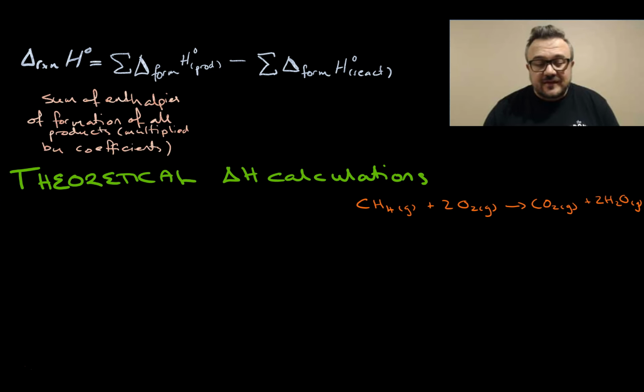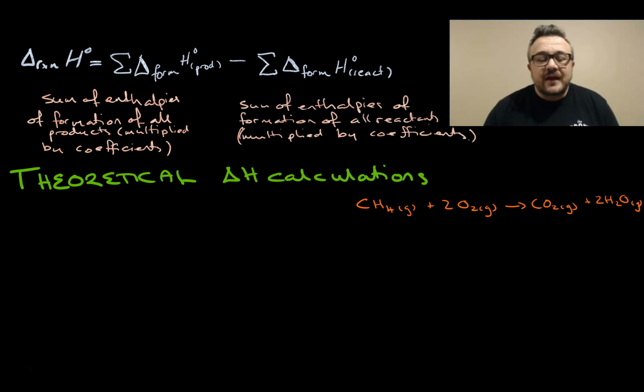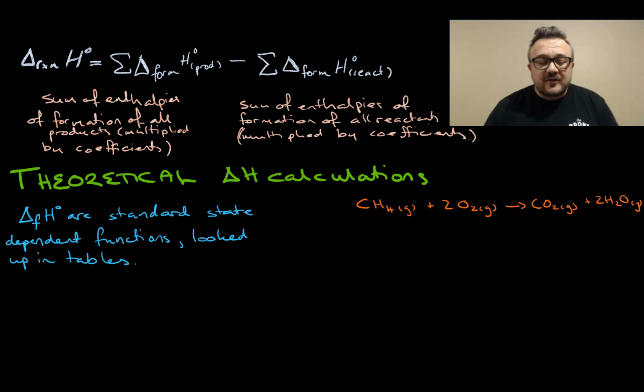That's the enthalpy of formation of our reactants. And we multiply these by our coefficients in the reaction. So when we find the enthalpy of formation of water, we'll multiply that by 2. Oxygen will multiply by 2, but the enthalpy of formation of an element in its standard state is 0, so that'd be 2 times 0. Again, we're talking about the sum of enthalpies of formation of all of our reactants multiplied by their coefficients. These are standard state functions, and we look these up in tables.